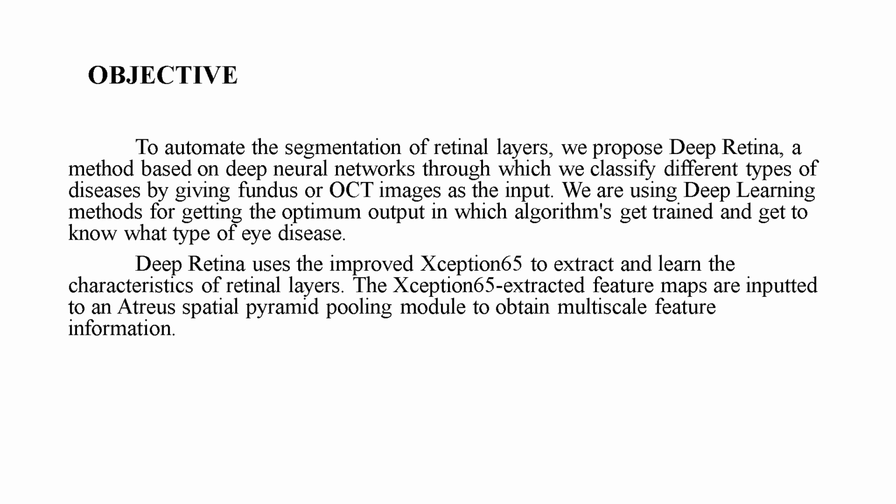And we know that OCT images are the input here, and Deep Retina uses the improved Xception 65 to extract and learn the characteristics of retinal layers. The Xception 65 extracted feature maps are input to an atrous spatial pyramid pooling module to obtain multi-scale feature information.